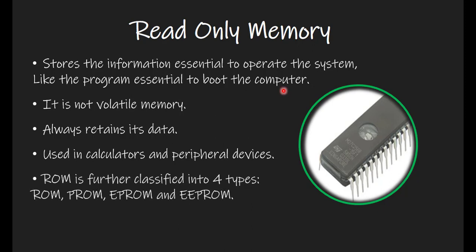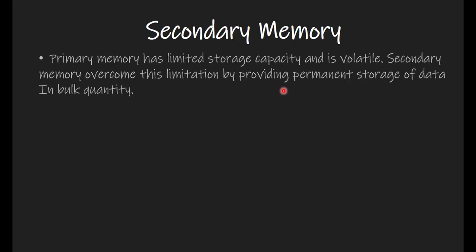And we can classify ROM into four parts. The first one is ROM, the second one is PROM, the third one is EPROM, and the last one is EEPROM. The second one, PROM, stands for programmable ROM, then we have EPROM, that is erasable programmable ROM, and then we have EEPROM, that is electrically erasable programmable ROM. Let's move to secondary memory.